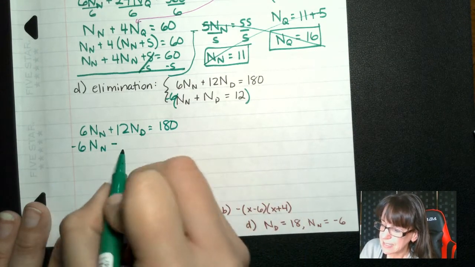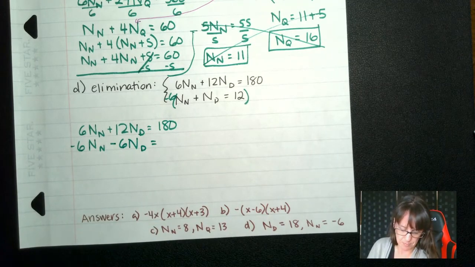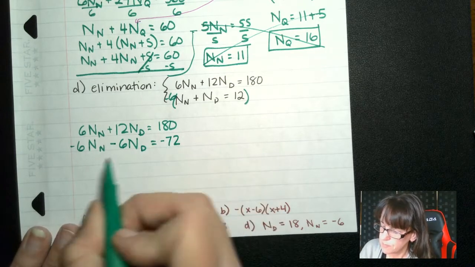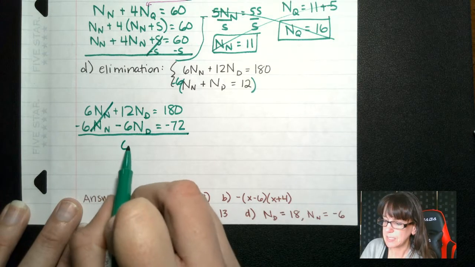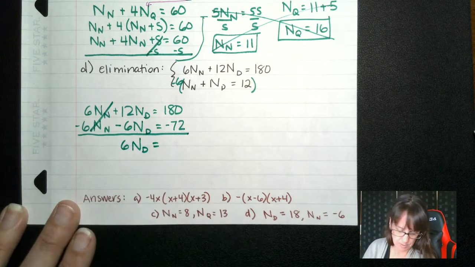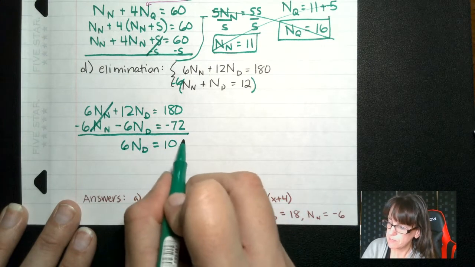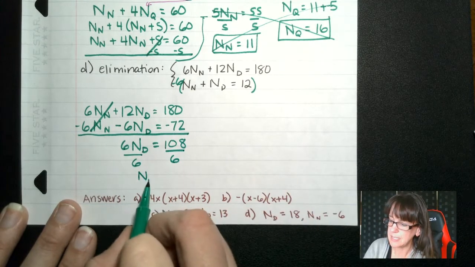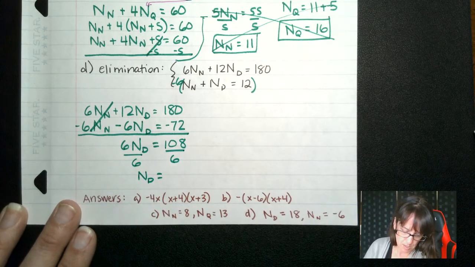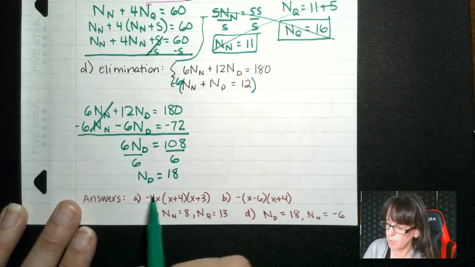-6nn minus 6nd equals, now I'm worried that I'm gonna mess up. 12 times 6 is 72, right? Okay, yeah, -72. So in this case, our nn's cancel out and we're left with 6nd equals, let me make sure I got this right, -72, yep, 108. Okay, divide by 6, and we get nd equals 18. 18, is that what we have? Yeah, nd equals 18. Whew! Okay, there's nd equals 18.